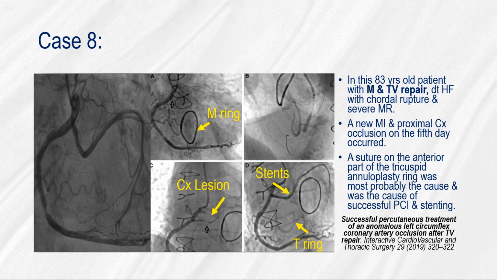And in this case, a new myocardial infarction with proximal CX occurred 5 days after mitral and tricuspid valve repair. It was not due to compression. A suture on the anterior part of the tricuspid annuloplasty ring was most probably the cause, and was the cause of successful PCI and stenting.